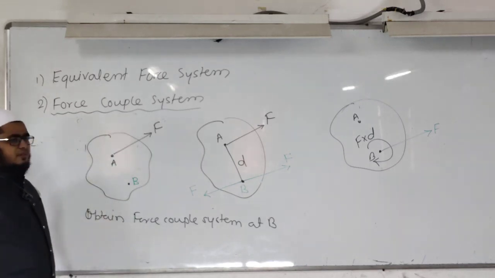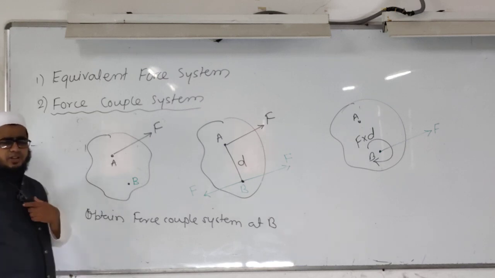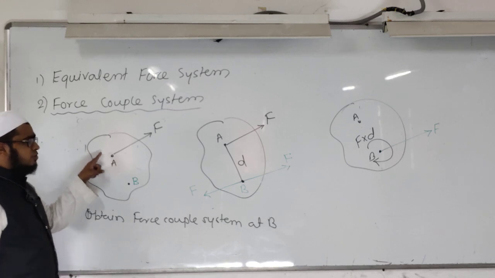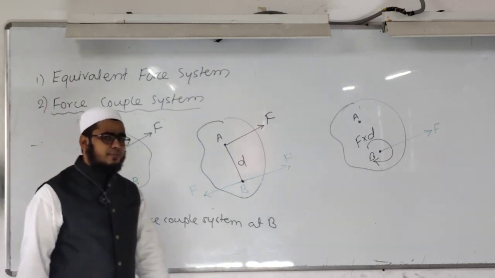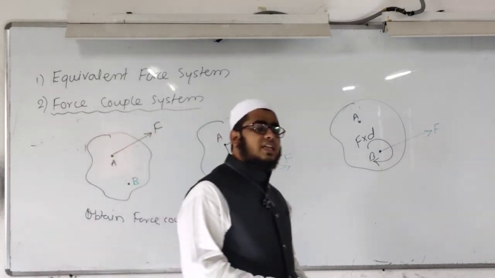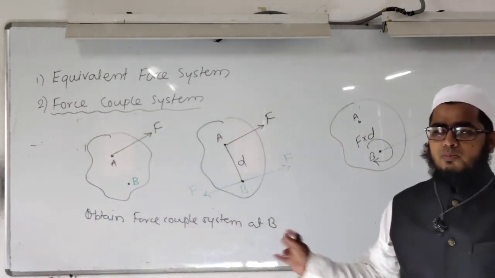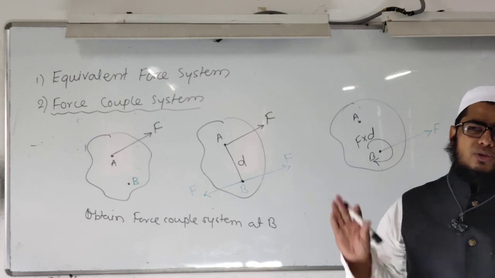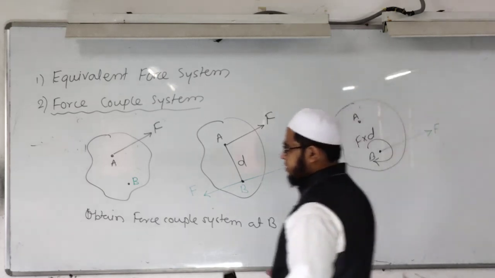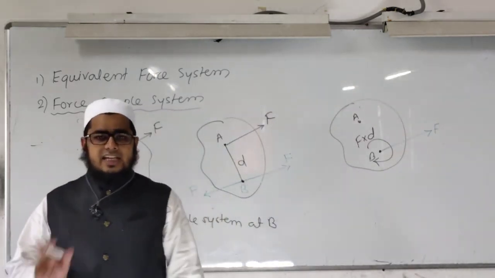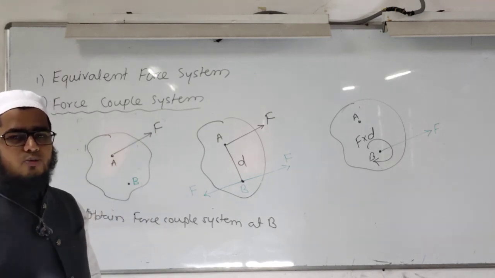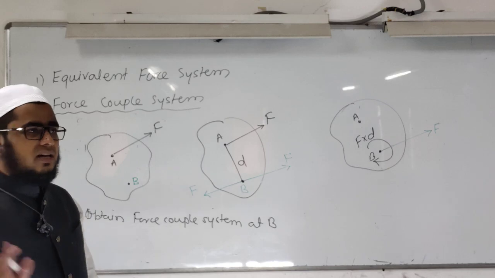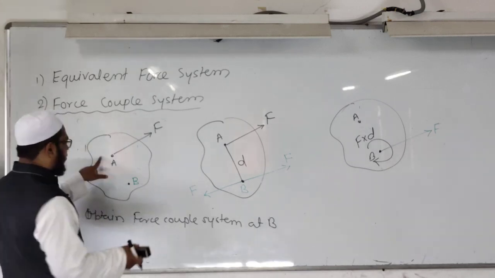Whenever the force couple system is required to be found at a particular desired point, transfer the given single force. I will explain the steps to obtain the force couple system. Transfer the given single force to the desired point with the same magnitude and direction. In this case, my desired point is B.